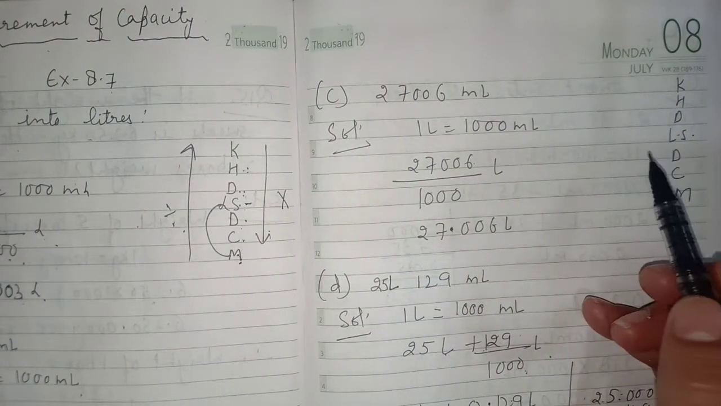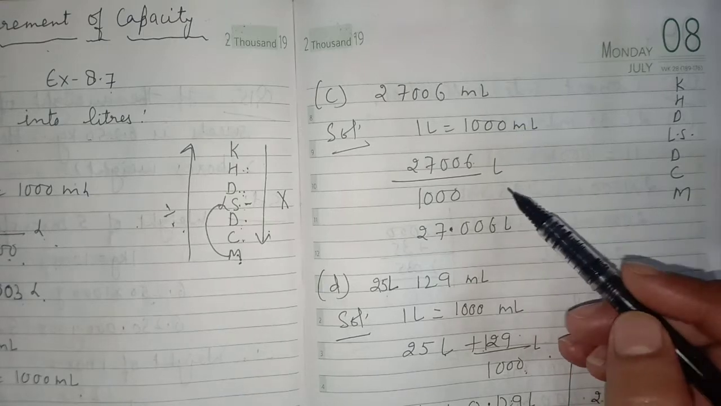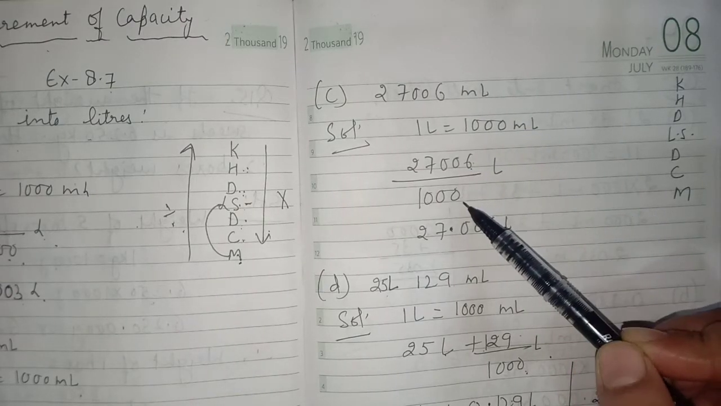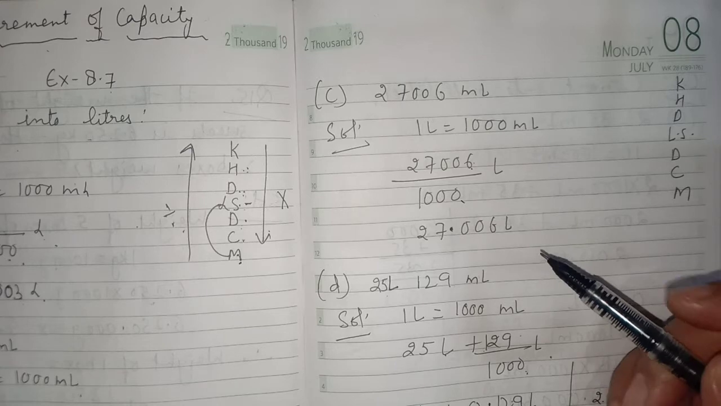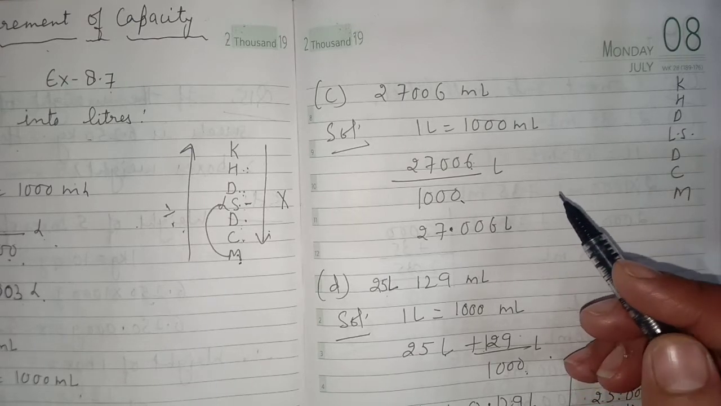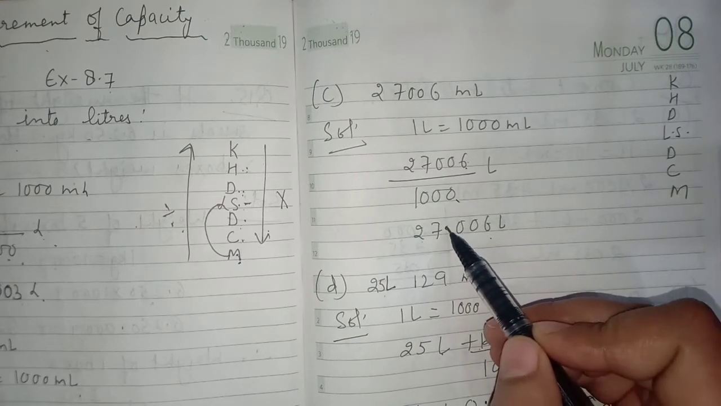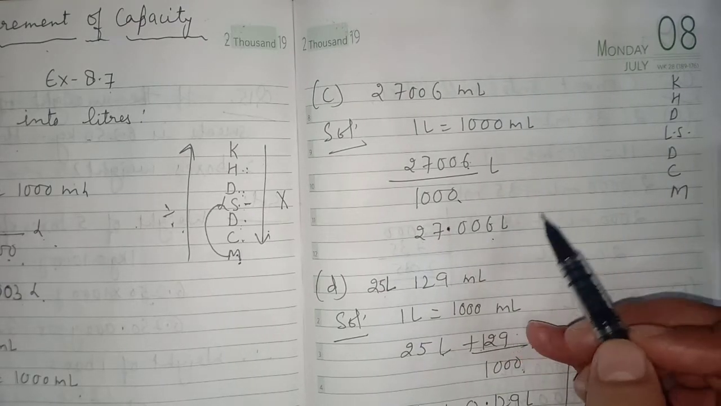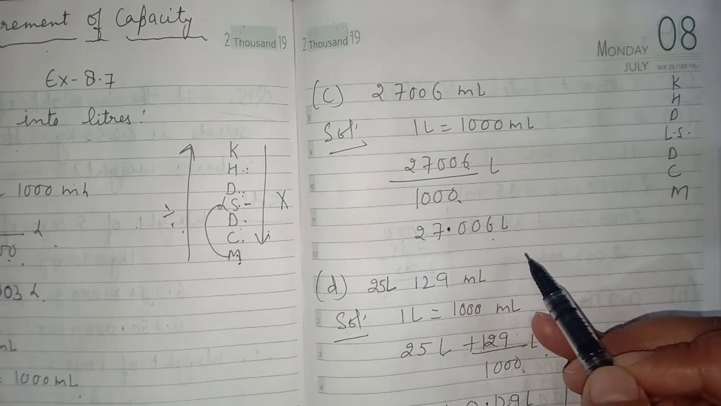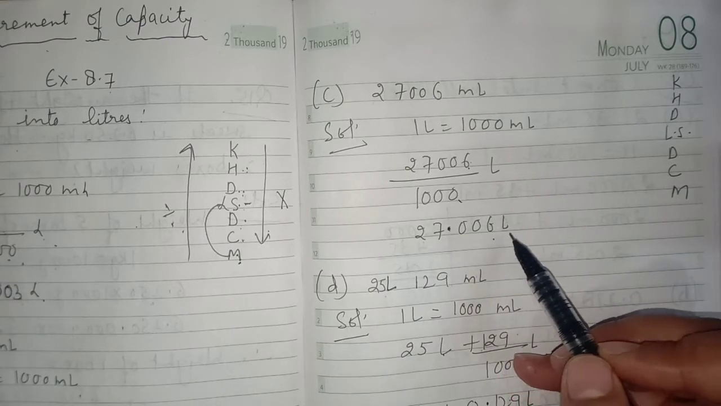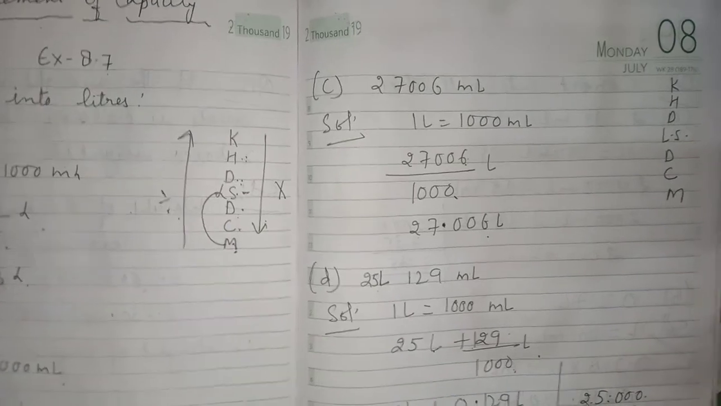Now part C, 27006 milliliter. Again we have to convert milliliter into liter, so we will divide this by 1000, and to write the answer we need not go for the long division method. You write the numerator and, counting from the right side, put the decimal before 3 digits, because there should be 3 digits after the decimal. So 27.006 liter will be the answer.